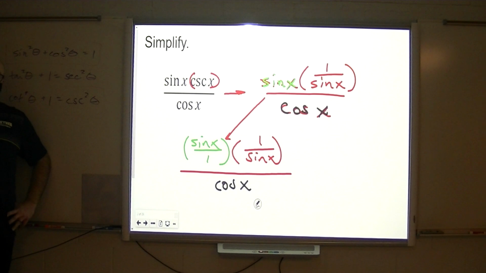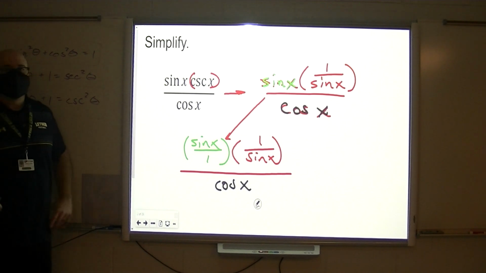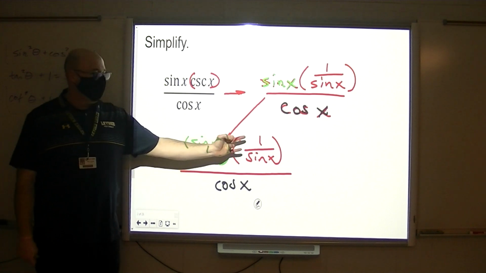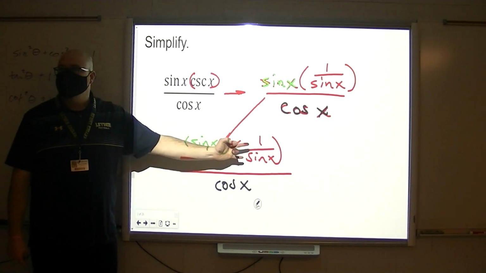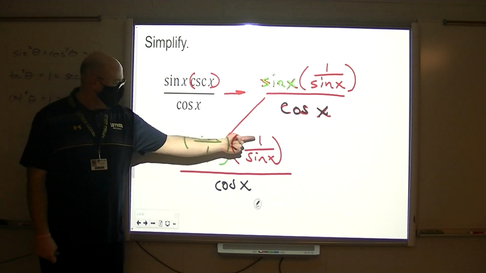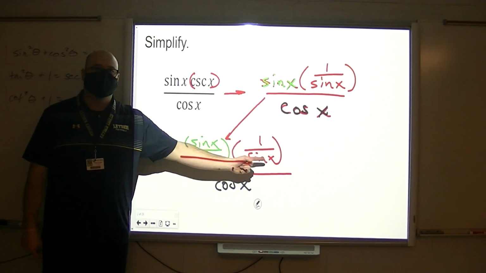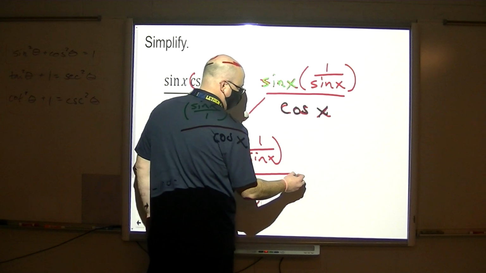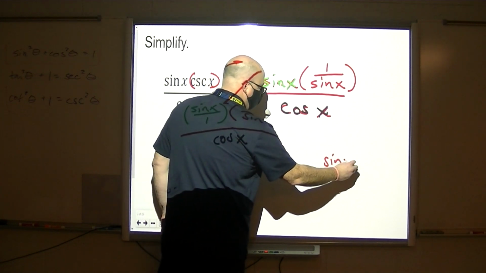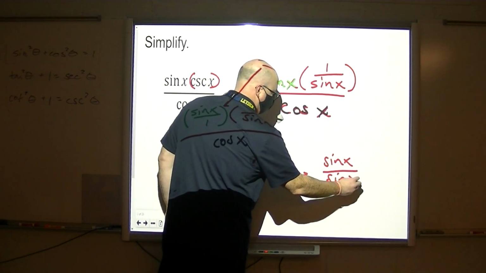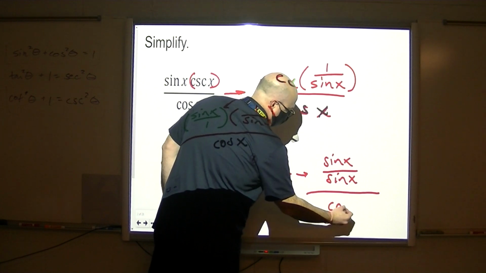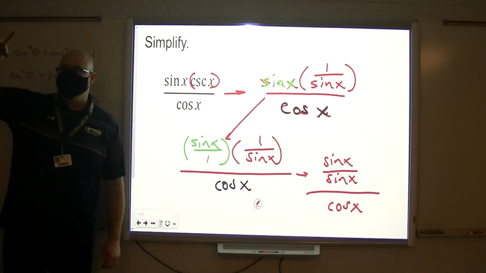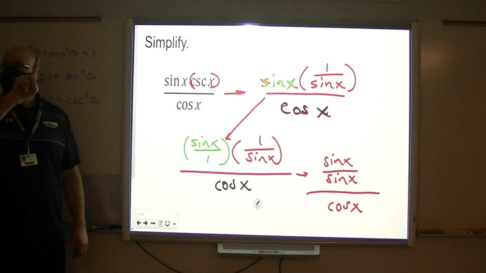So I rewrote the thing that wasn't a fraction into its fraction form. Because what happens when I multiply here? What do we get? Sine x over sine x. And what is sine x over sine x equal to? Any fraction where the numerator and denominator are the same is equal to 1.